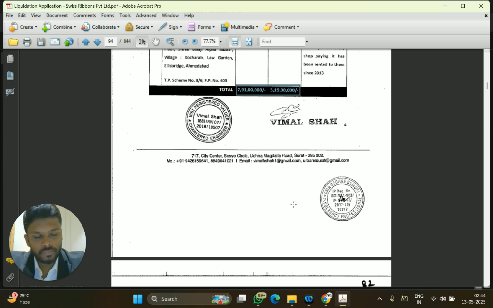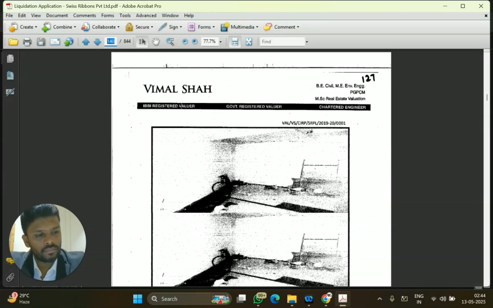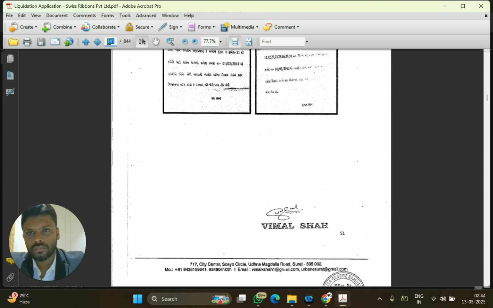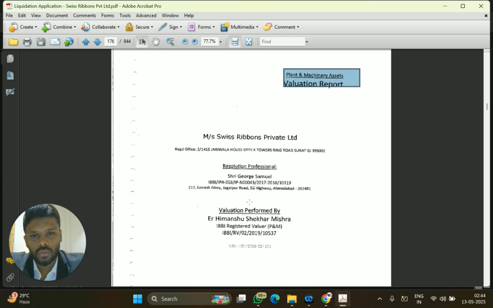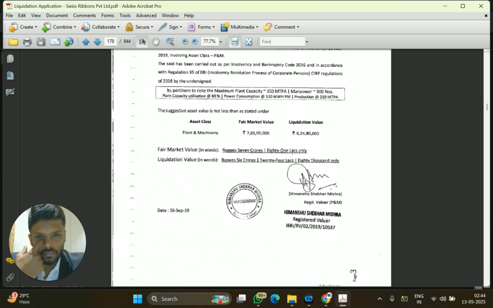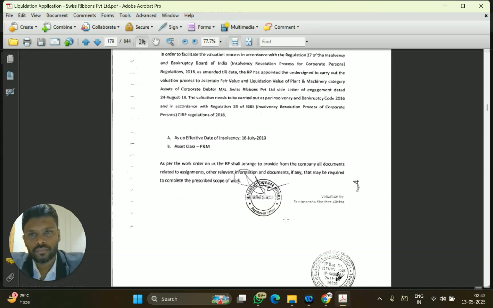Similarly, for plant and machinery, as you saw, we had appointed Mr. Himanshu Mishra, and he had valued plant and machinery. He has also given his summary. For plant and machinery, his fair value comes to 7 crore 81 lakhs, and liquidation value comes to 6 crores 24 lakhs. So this is the manner in which they compute values.